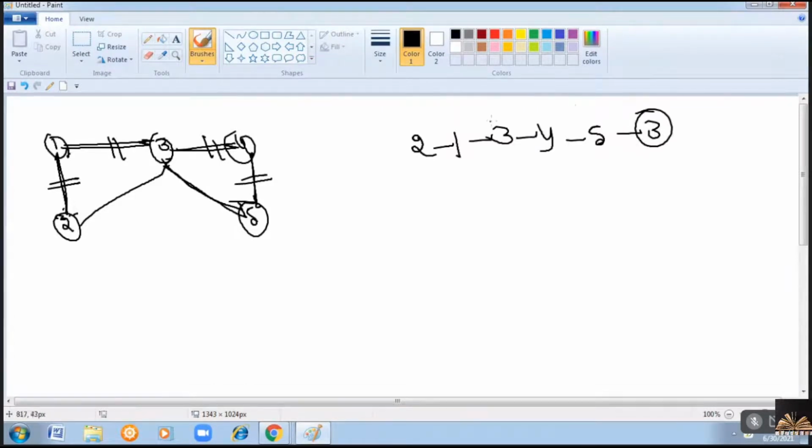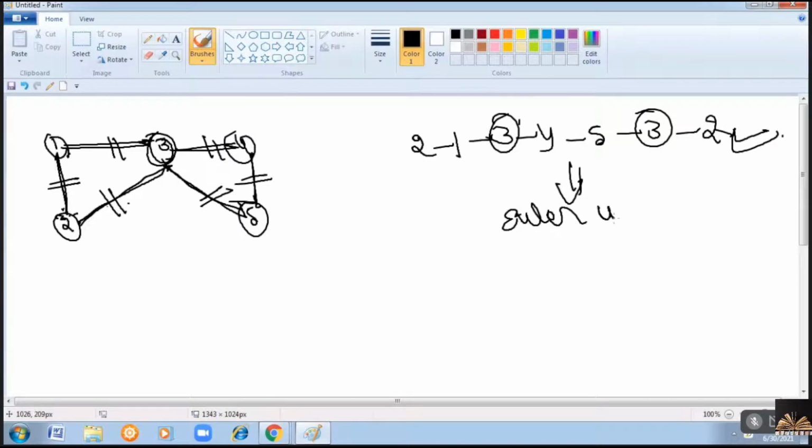Here, the vertices can be repeated. Remember that point, but the edge should not be repeated. Here, this vertex 3 has been visited 2 times, but edges should not be repeated. 3 to 2, right? So when you traverse this graph, starting from the vertex 2, you have visited all the vertices and you have come back to 2, the same vertex 2. You can say that it is an Euler circuit. Therefore, the given graph is an Euler graph.